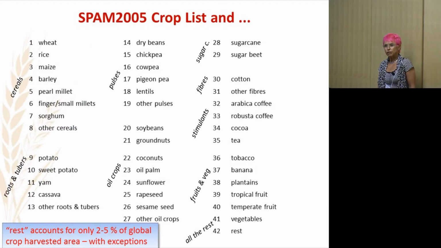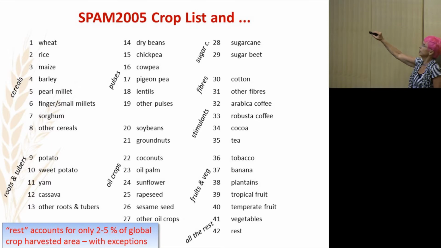SPAM, in its original, or the first version was SPAM 2000 with 20 crops. Now we have SPAM 2005 with 42 crops, of which a lot are fairly disaggregated, and they are grouped here in the cereals and the roots and tubers. Here it's a bit more aggregated: tropical fruit, temperate vegetables, and the rest is what is left after you take away the whole lot, and it accounts only between 2 and 5% of the global crop harvested area, with a few exceptions. And the rest, of course, in some countries is like rubber or spices or other oil crops, and tree crops. That's also part of the rest.